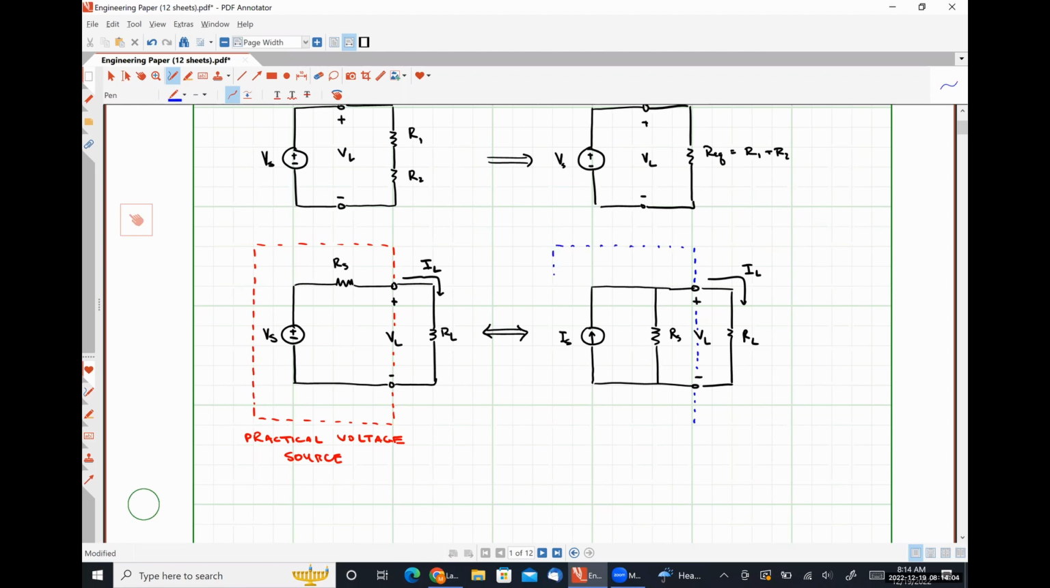Then over here on the right, we have what we're going to call a practical current source, where this is nothing more than an ideal current source in parallel with some internal source resistance, RS. All right.